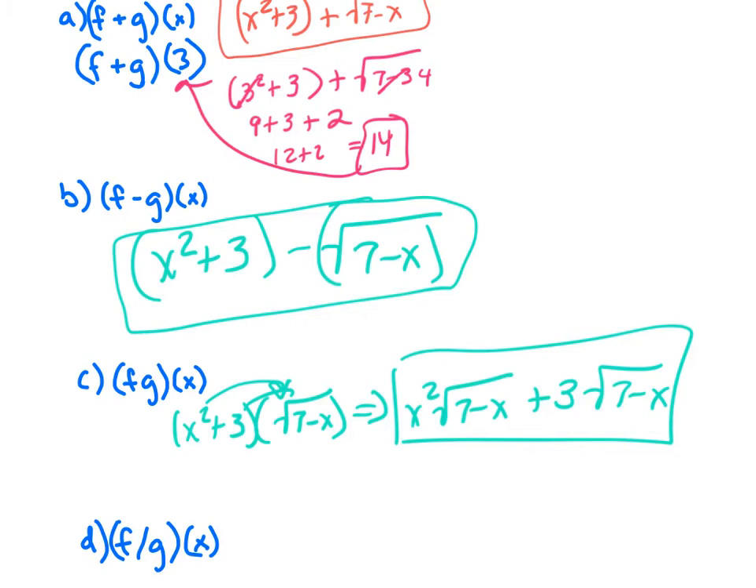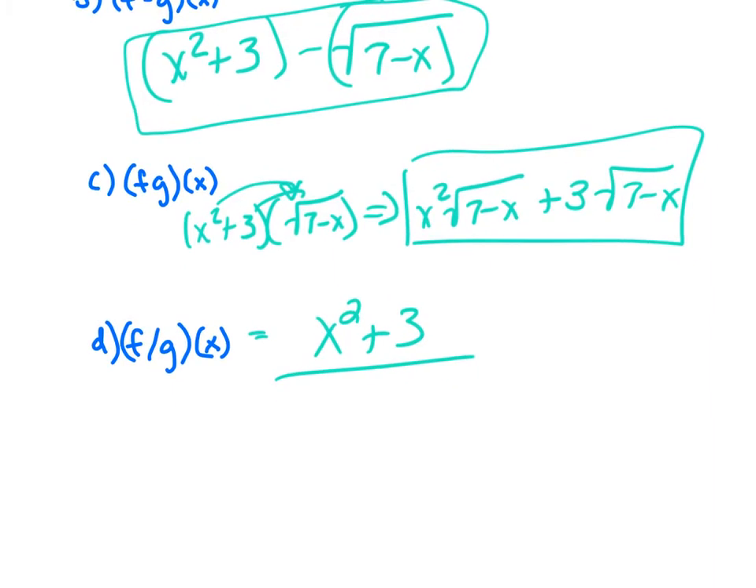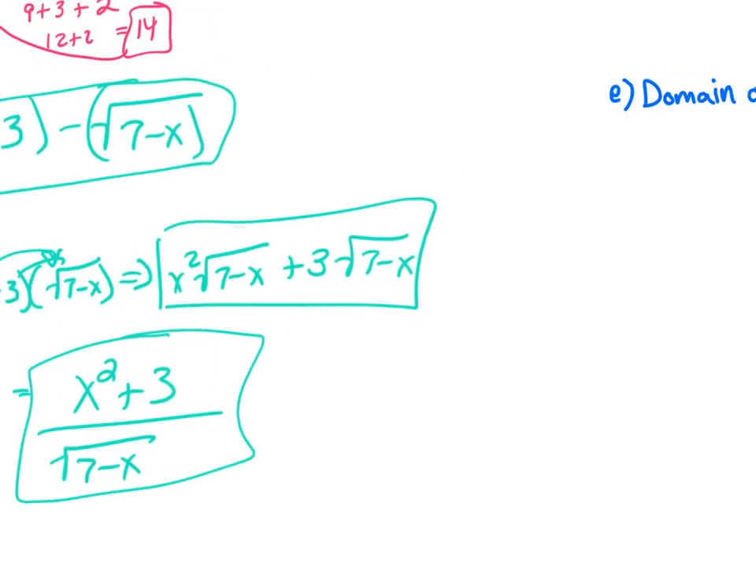In D, they're telling me to take f divided by g. So I have my f function, x squared plus 3, over my g function, which is the square root of 7 minus x. There's nothing else to combine or simplify here, so I am done. This question up here asks me, what is the domain?